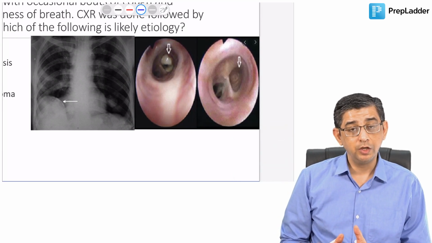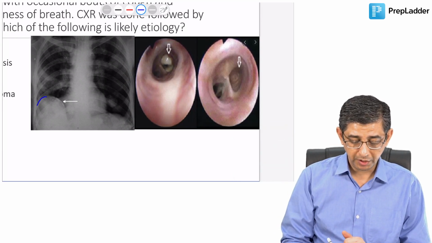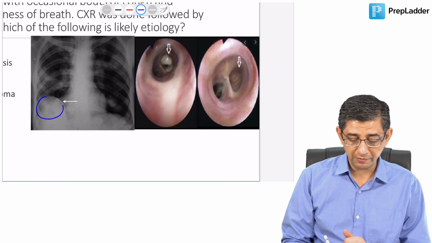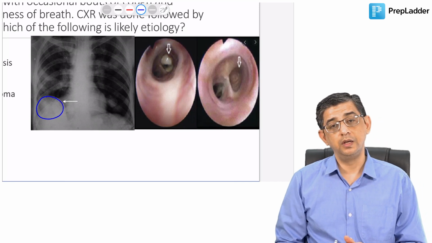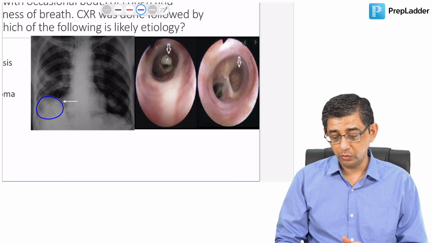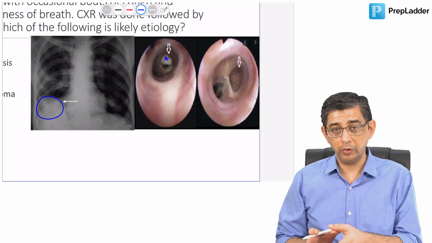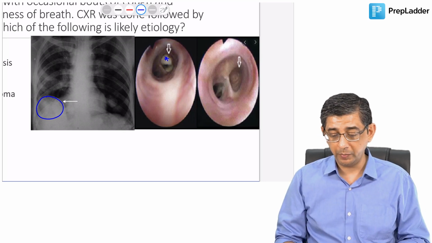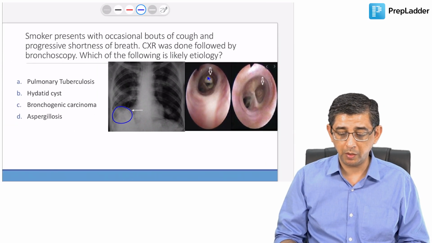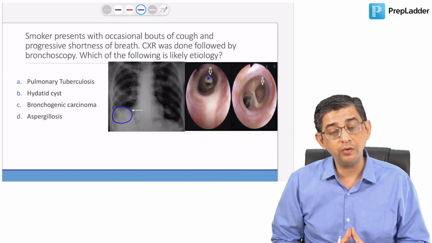In the x-ray, you will notice that there is a distinct shadow present here, which looks as if it's some kind of a cyst. And even on a bronchoscopy, you can see this white shadow here, which looks like a cyst that is growing into the bronchus. It is occluding the bronchus and could be explaining the symptoms of this person in the form of cough and shortness of breath because the airway is narrowed.